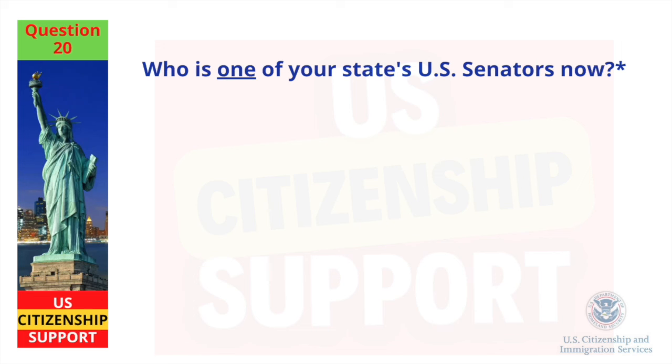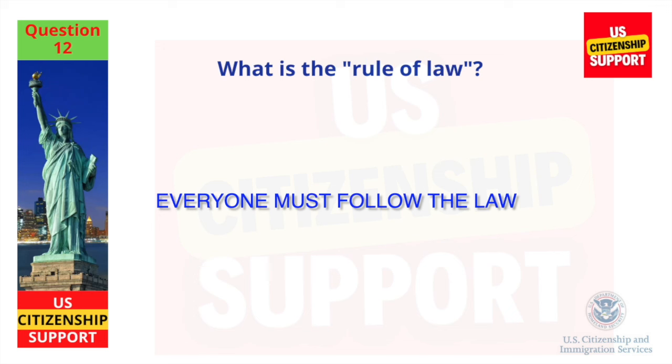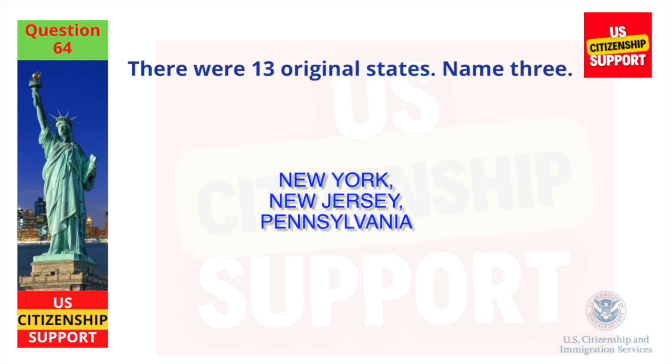Who is one of your state's U.S. senators now? What is the rule of law? Everyone must follow the law. There were 13 original states. Name three. New York, New Jersey, and Pennsylvania.